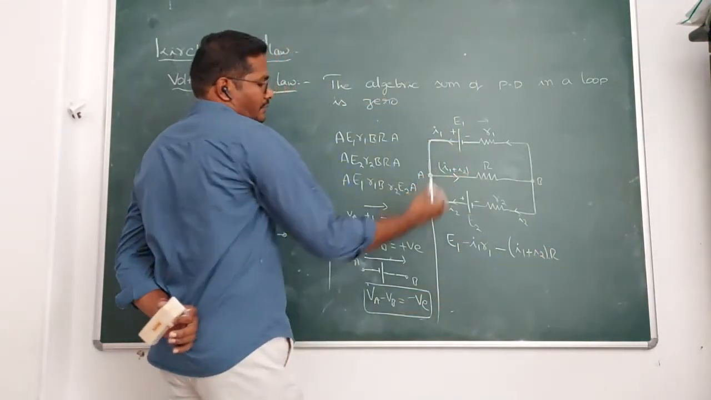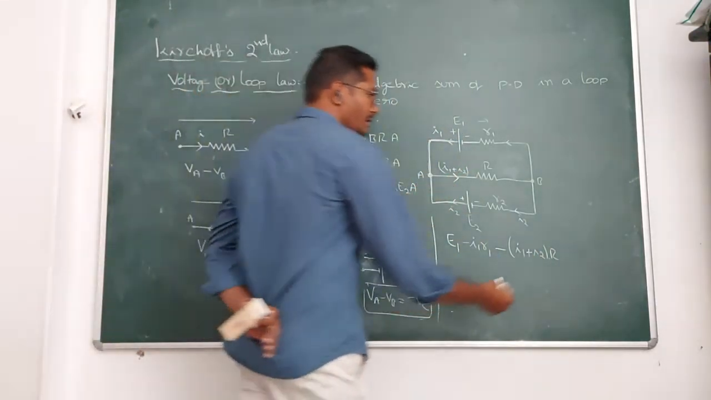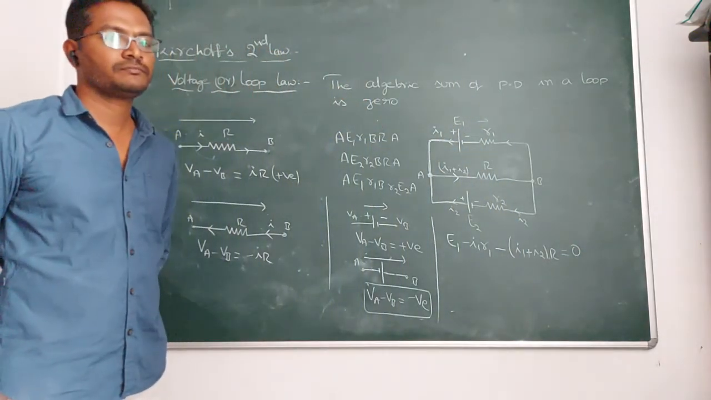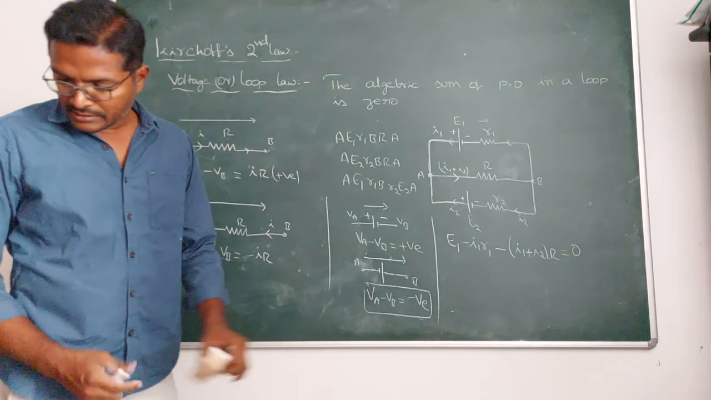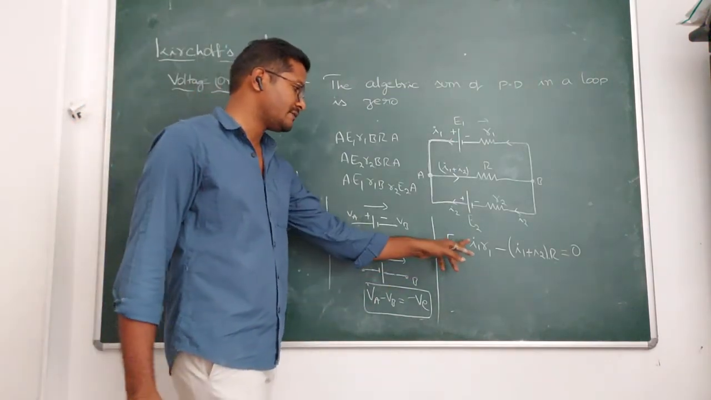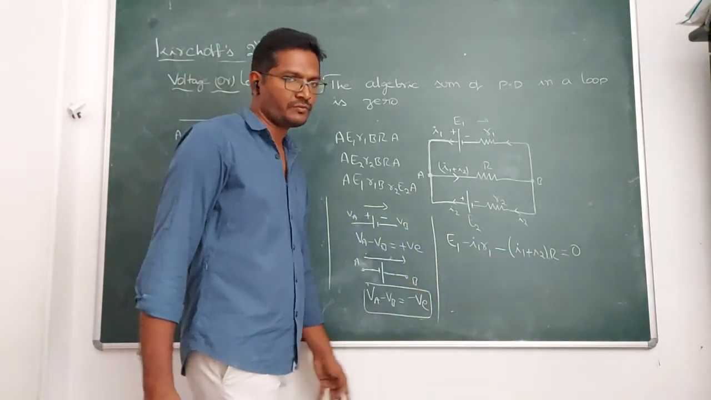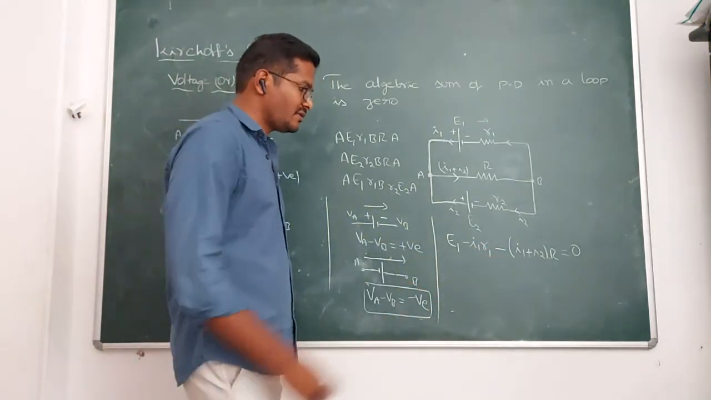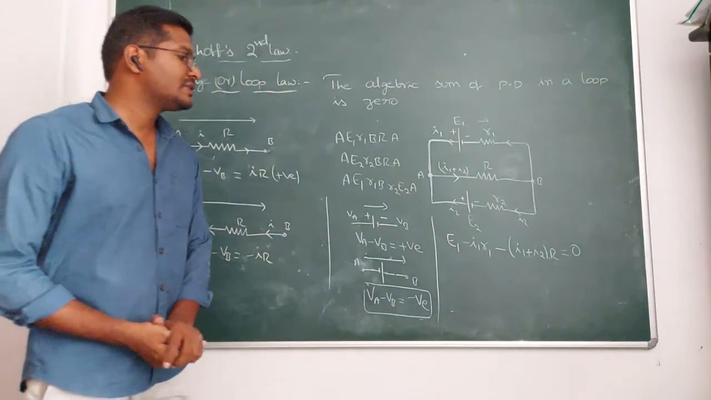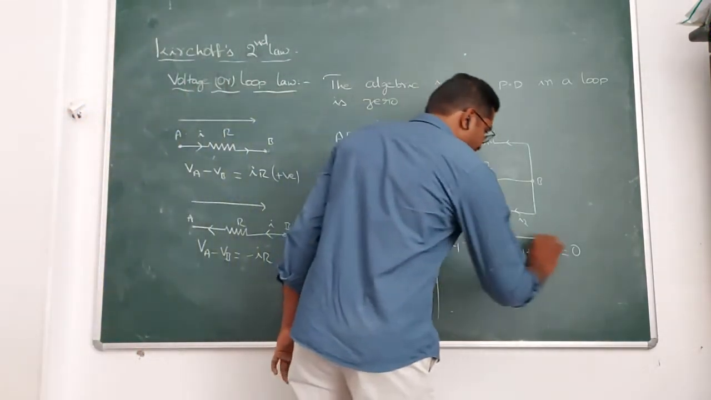And coming back to A, this is the algebraic sum of potential differences in a circuit. You can take the reverse directions also. You can take this one as minus, this one as positive, and this one as positive. Either way is correct. You can send it to the right hand side, and it again becomes positive. So this is how we apply Kirchhoff voltage law.